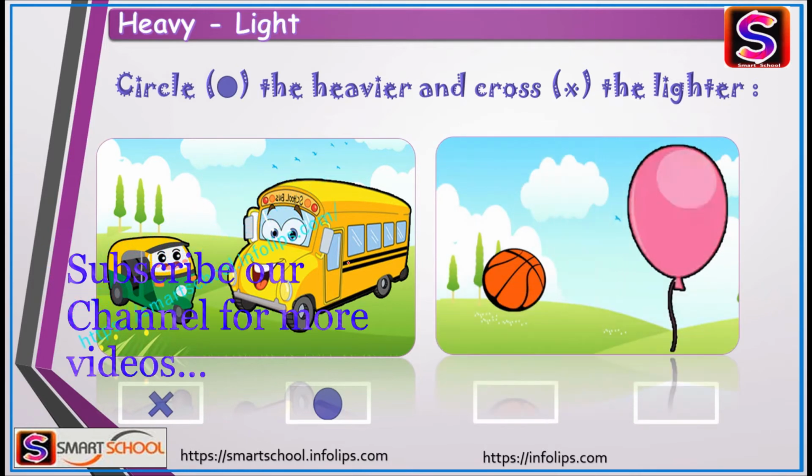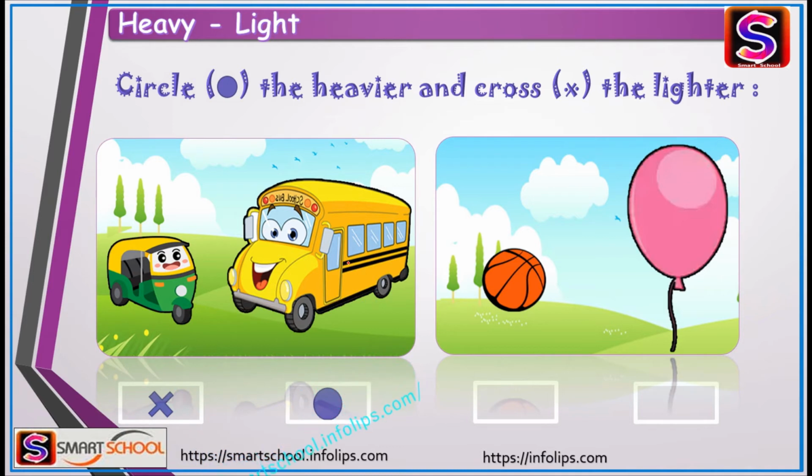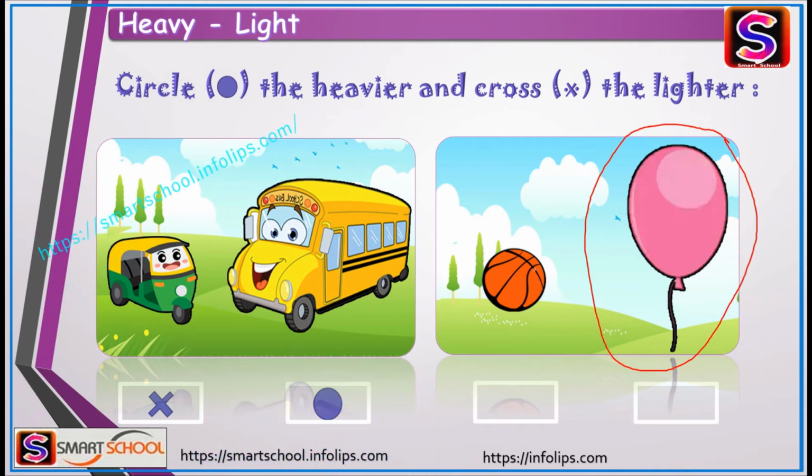Let's see here. Now you may get confused. There is one ball and one balloon. Now tell me which one is heavy and which one is light. Ball is heavy, balloon is light. Right, ball is heavy and balloon is light. So don't compare by their shape. Even though the balloon's shape is bigger than the ball, it is still light, because weight is not compared by shape.